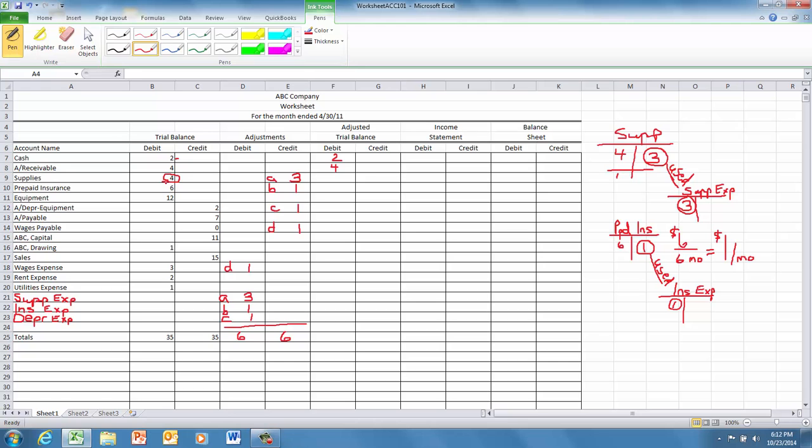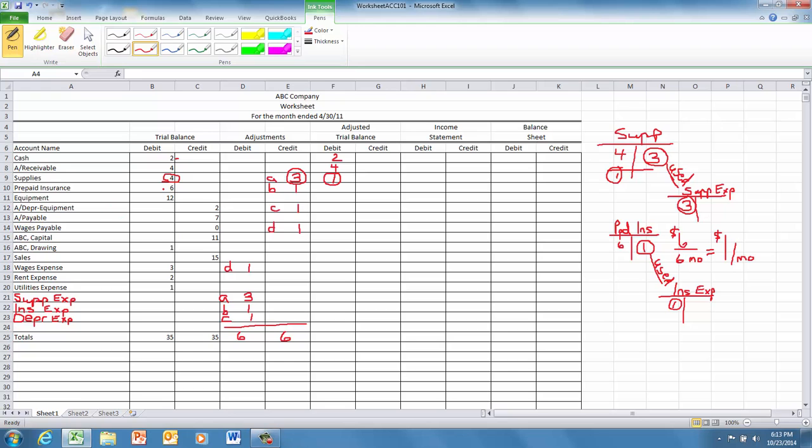Supplies has a $4 debit, but then there is a $3 credit. And so we use our old rule of thumb: debit and debit is add, credit and credit is add, but debit and credit is subtract. So here I have a debit and a credit. 4 minus 3 then is 1. And of course, this 1 says that's how much I have in supplies. Okay, here's my balance of supplies. That's what it's supposed to be.